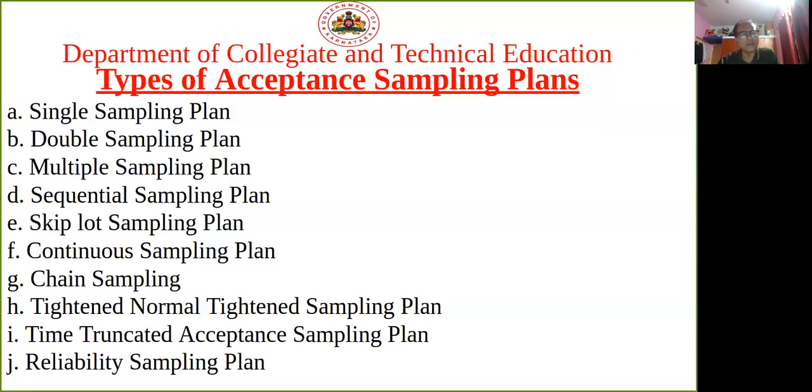The third one is called multiple. The name itself indicates that more than two samples will be taken in the multiple sampling plan. Then the sequential sampling plan. So these are the plans that we are going to study in this chapter.